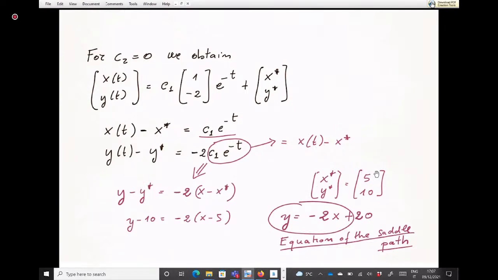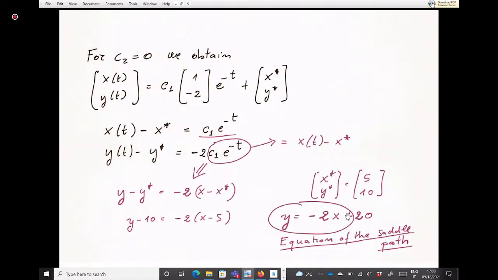Remember that x star is 5, y star is 10. Replace 10 here, 5 here. This is the equation of a straight line. We can write the equation of the straight line in the usual form. y is equal to minus 2x, plus 10, and then again plus 10, plus 20. Okay? So this is the equation of the saddle path.